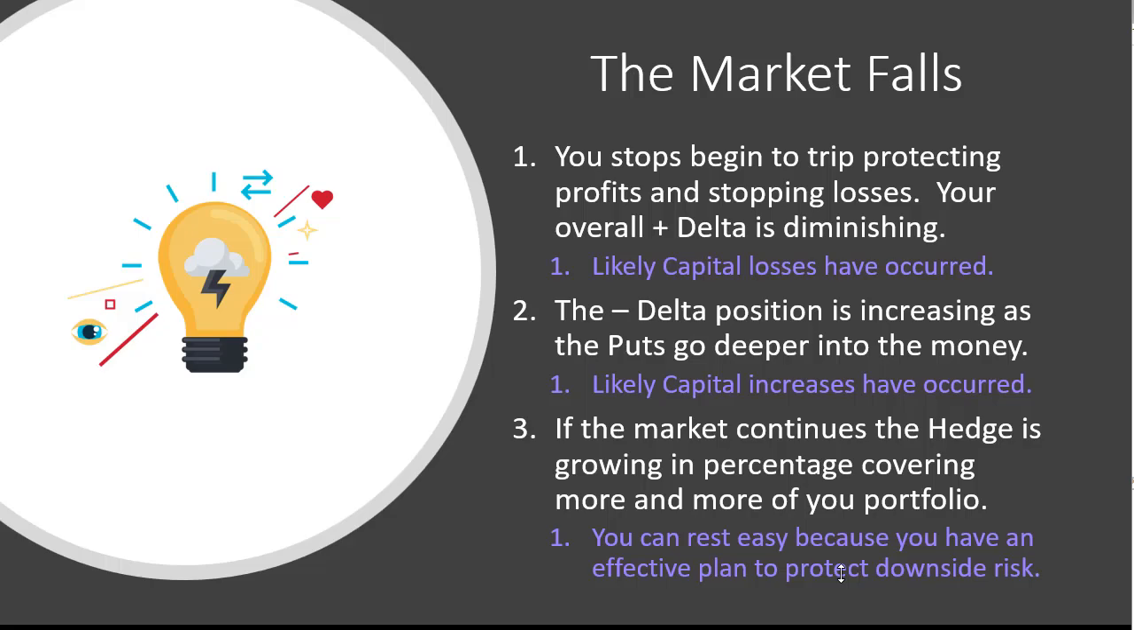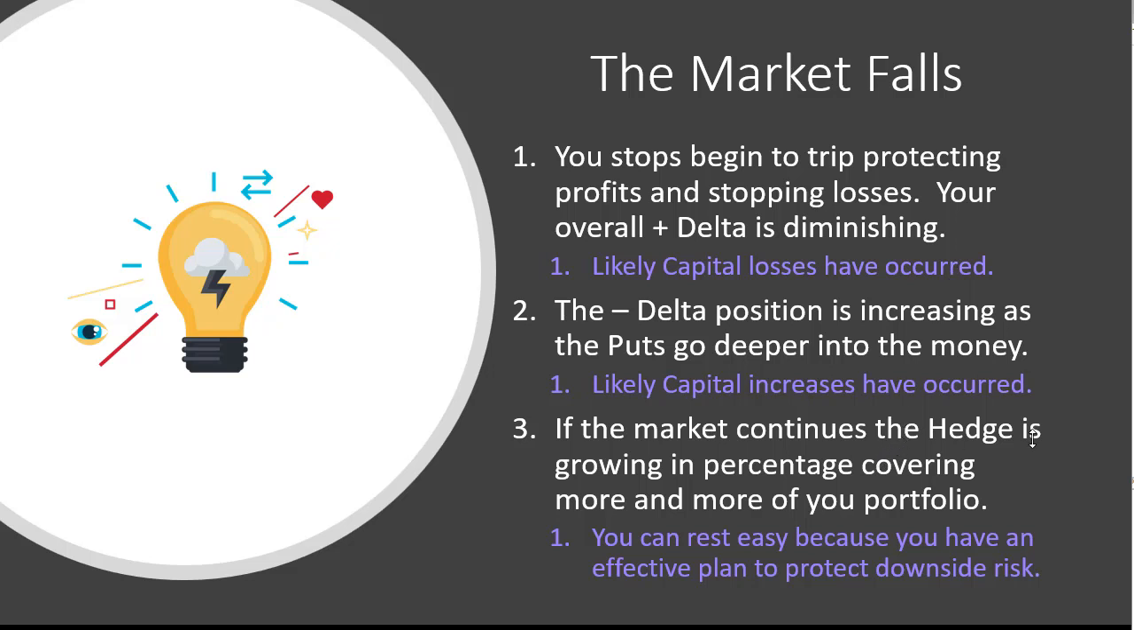Okay? Market falls. We're going to run through the scenario. Market falls. Your stops begin to trip, protecting your profits, stopping off some of those losses. Your overall delta is starting to diminish. Your positive delta is going down every time a stop loss trips. You have likely incurred some capital losses in those trades, right? When that occurs, the negative delta position is increasing in value. The puts are going deeper into the money, and your delta position is increasing on your negative position. So you likely have capital increases going on in this trade. Does that hedge the losses? Yes.